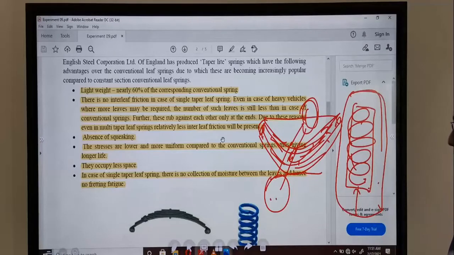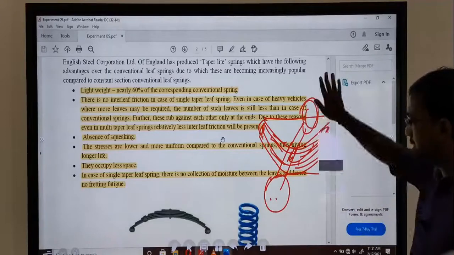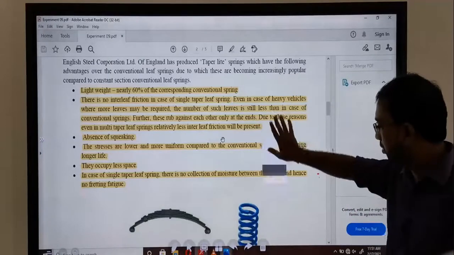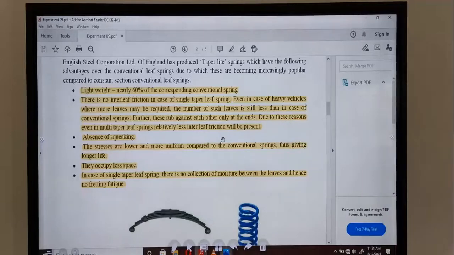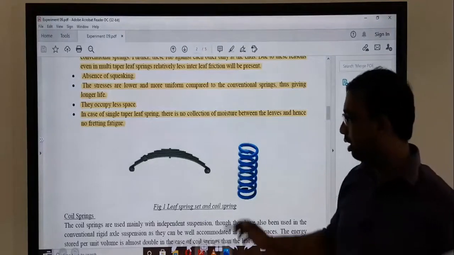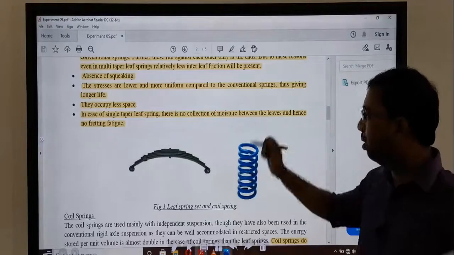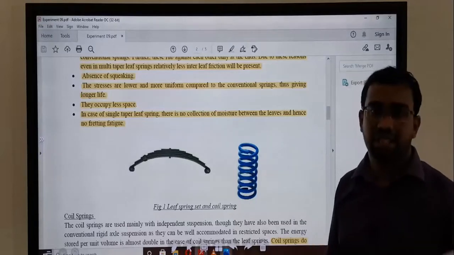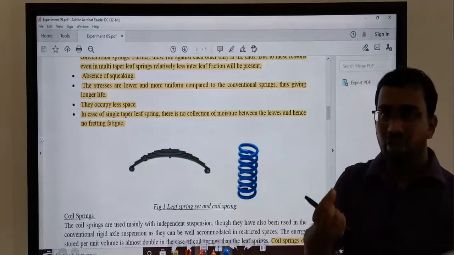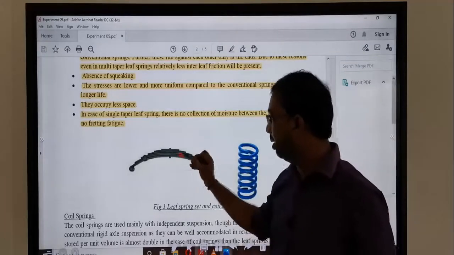In the case of single taper leaf springs, there is no collection of moisture between the leaves. So this is a leaf spring and a coil, which means no collection of moisture. Moisture means wetness, the presence of water drops. So in between these areas, this is a multi-leaf spring.